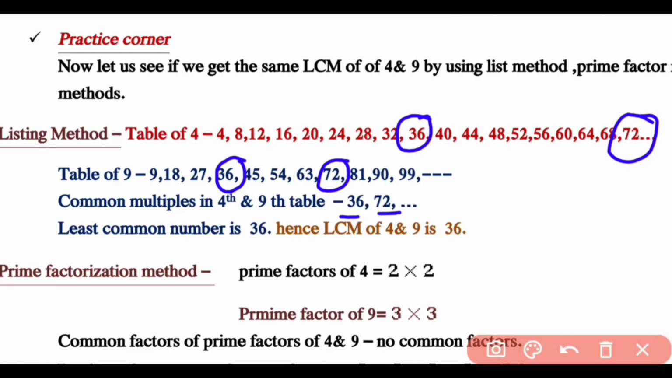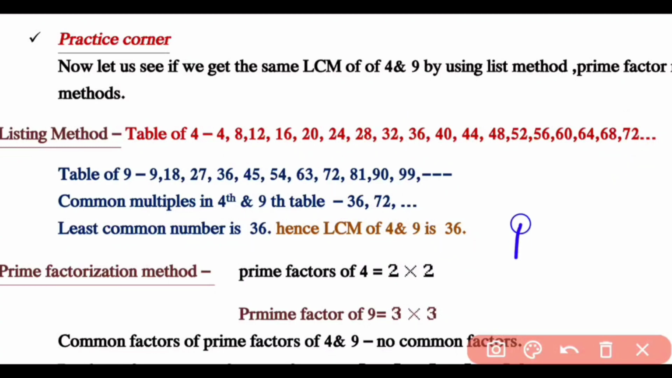From these two numbers, which is the smallest one? The smallest one is 36. So the least common number is 36, and therefore the LCM is also 36. So this is called the listing method. In the listing method we have to write the table. Now in the prime factorization method, you all know how to solve.